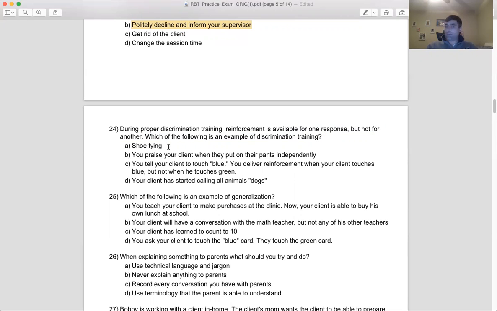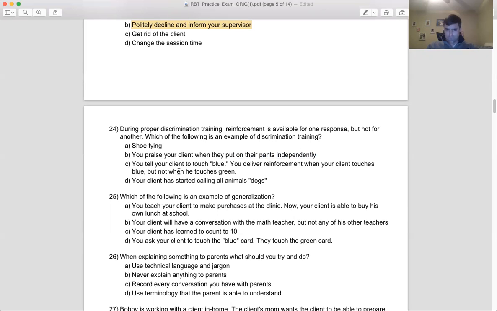A, shoe tying. Nope, that's out. It's not discrimination. It's one response. B, you praise your client when they put on their pants independently. Well, we only have you reinforcing, but it's only one response. If there was something else here, like you praise your client when they put on their pants independently versus when they run out the room, okay, now we're talking, but this is only one response. So we need two responses.